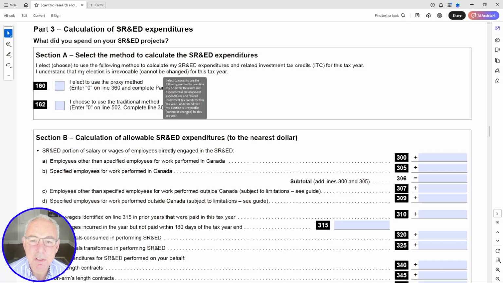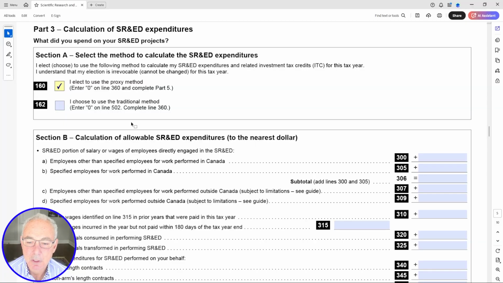So the first question is, how do we calculate the SRED expenditures? A vast majority of companies will use the proxy method. The people who use the non-proxy method or the traditional method are those who have relatively few employees and a lot of other expenses associated with their SRED claims. So typically this would be companies that are in the manufacturing sector. Let's scroll down here.